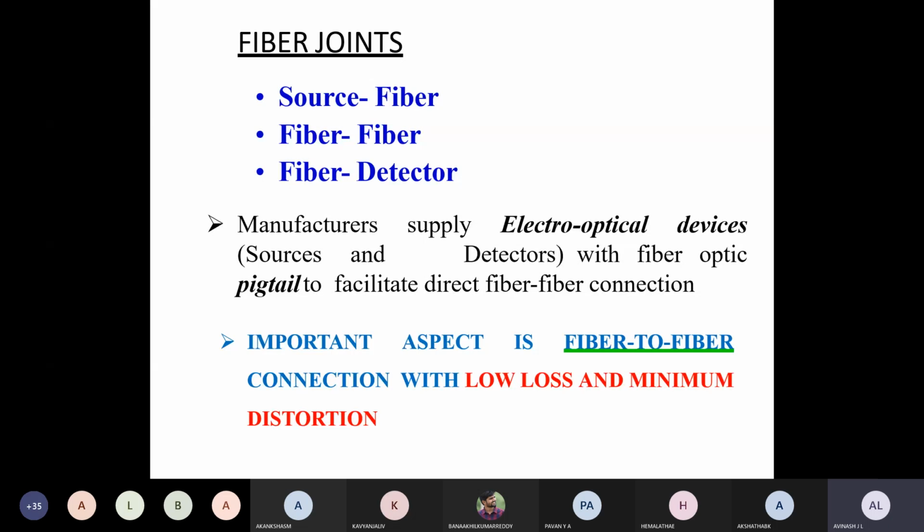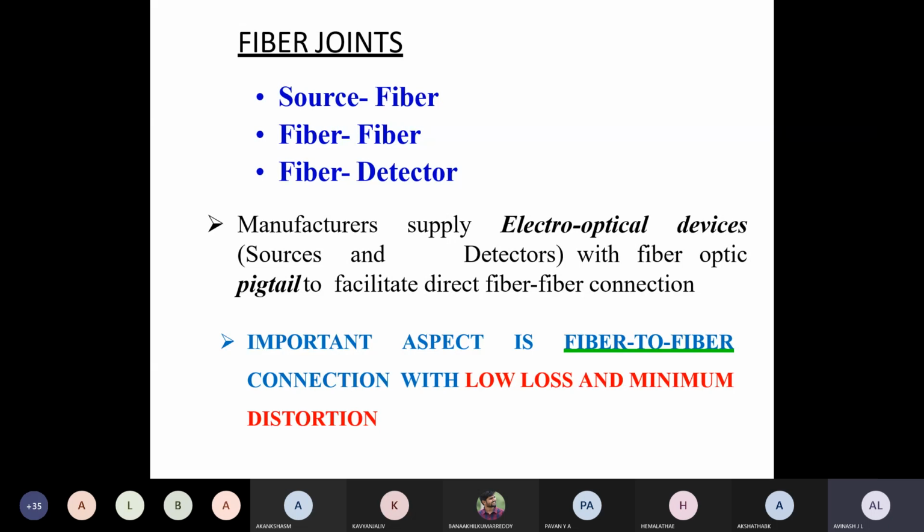The third thing is what? At the end, fiber to detector, because at the destination we need to receive the signal. So when we are receiving the signal, we need to use fiber to detector. So these are three various fiber joints we can have: source to fiber, fiber to fiber, fiber to detector.